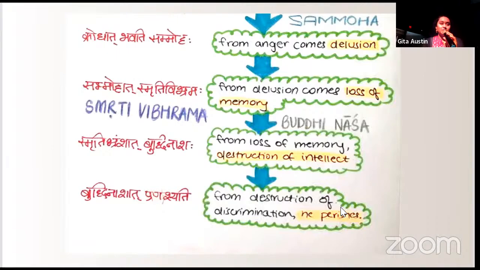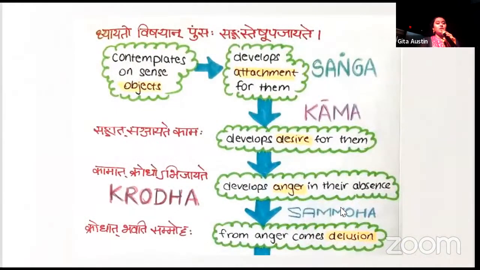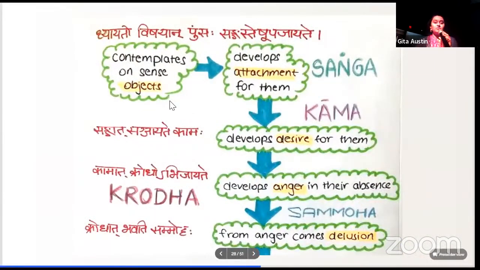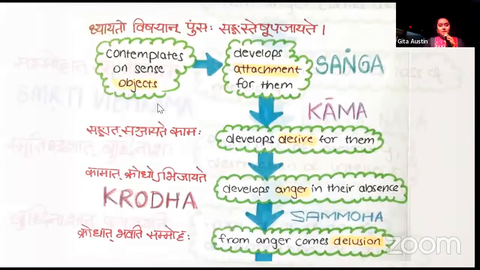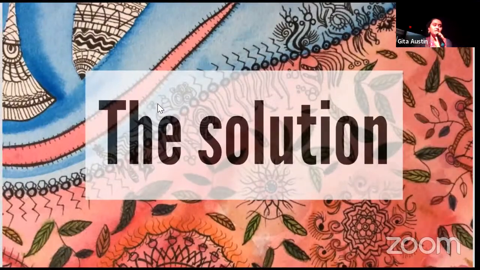How does cognitive impairment begin? It starts from contemplating on one object at a time, that you only want this. I want this iPhone so badly. I'll do anything for it. And then you stop thinking about everything else that's important. What is the solution to this?